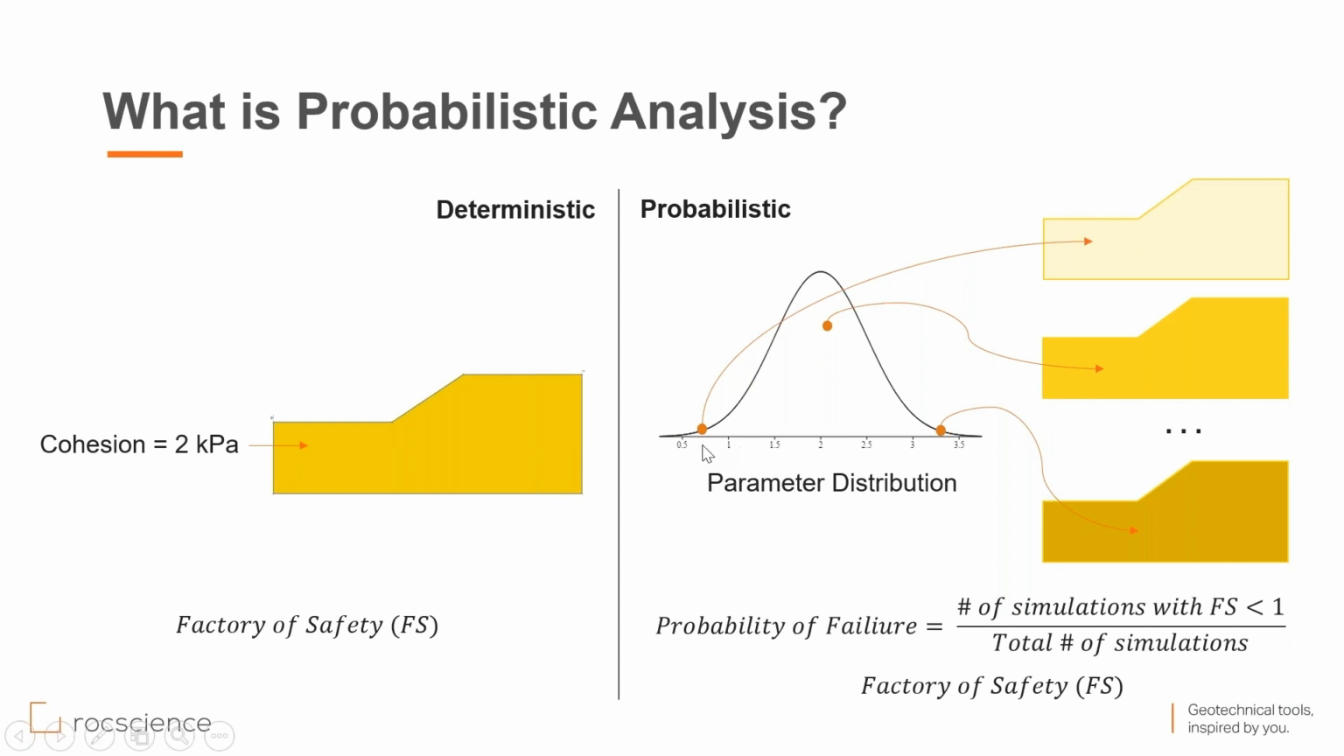And what we do with probabilistic is we sample this distribution. So for example, we might take 0.7 here. We plug it into the slope and we get factor of safety for that slope. Then we get another sample, a different factor of safety. And we do this maybe 1,000 times. And we end up getting what's called the probability of failure, which is the number of simulations with factor of safety less than 1 divided by the total number of simulations. On top of that, we also still get our usual factor of safety value. So the results aren't different, we just have additional results.